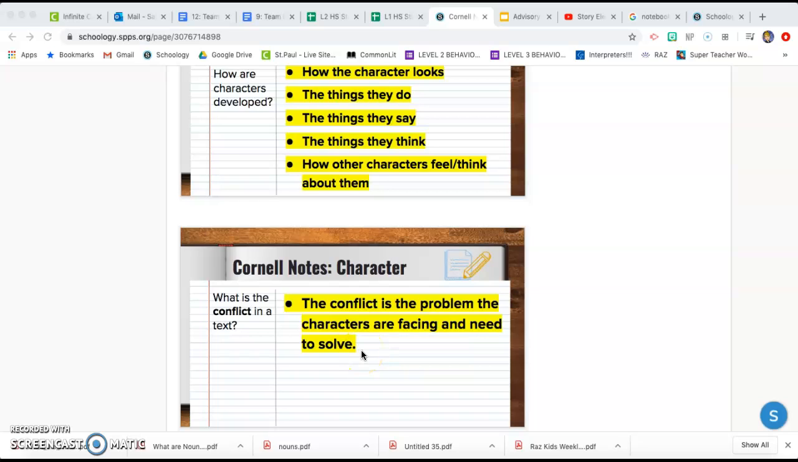In A Bad Case of Stripes, the problem was that she had stripes and could not get rid of them. The problem in the 3 Little Pigs is that the wolf is going to eat them if they don't have a stronger house. Please copy the conflict notes. You can pause my video to copy.